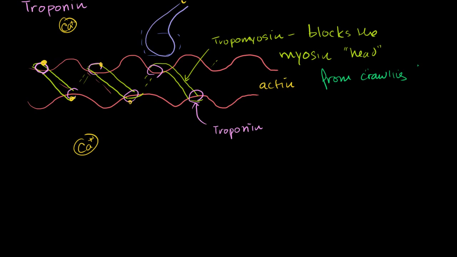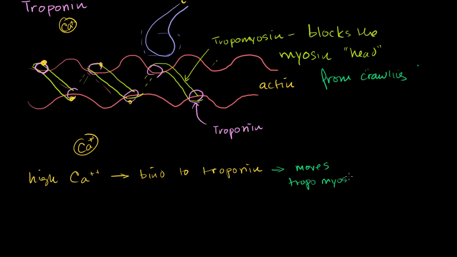So normally tropomyosin blocks, but then when you have a high calcium ion concentration, they bind to troponin, and then the troponin changes its conformation, so it moves the tropomyosin out of the way. So when you have a high calcium concentration, calcium bonds to troponin, moves tropomyosin out of the way. Then all of a sudden, what we talked about in the last video, these guys can start walking up the actin, or pushing the actin to the right, however you want to view it.